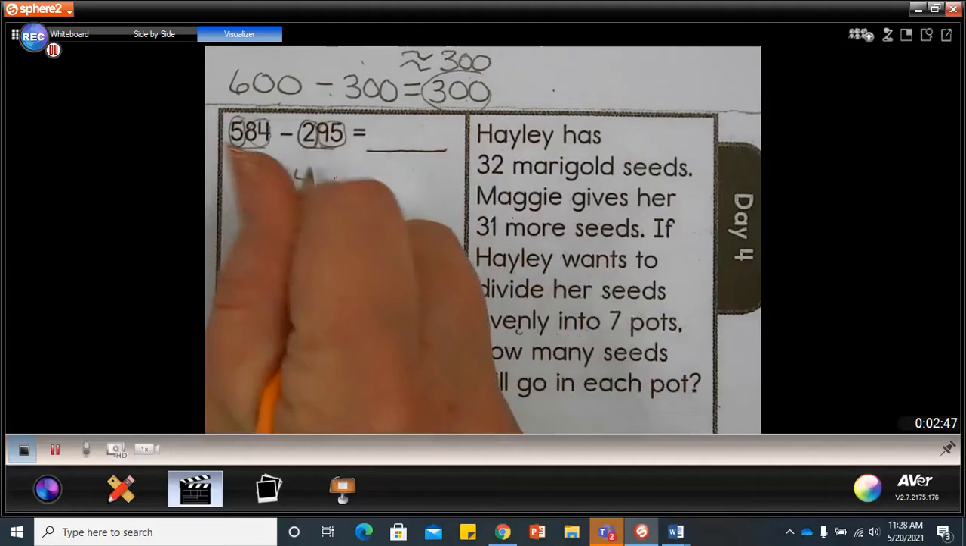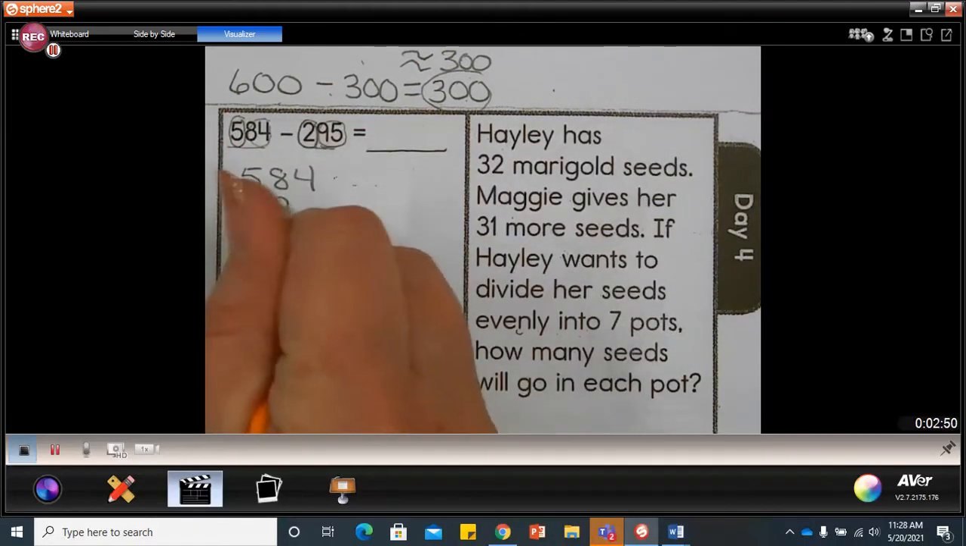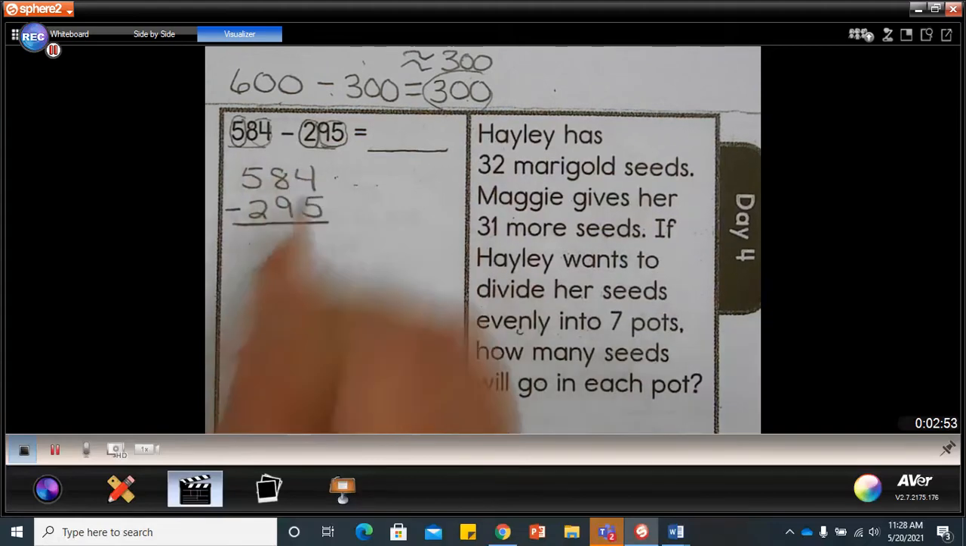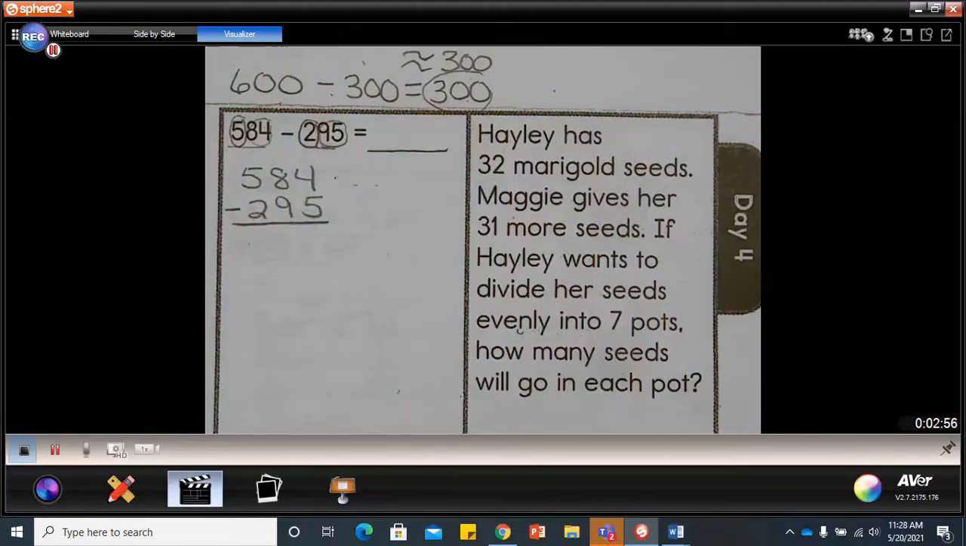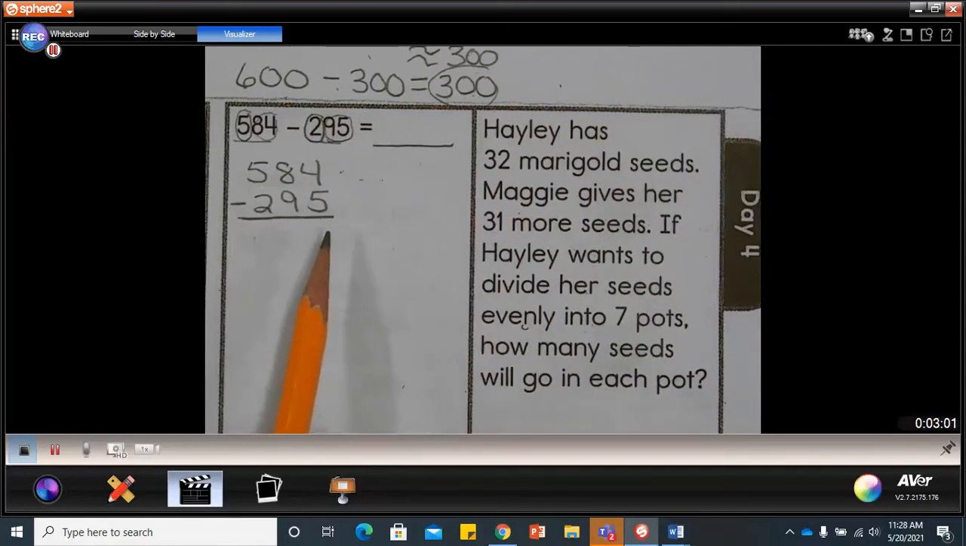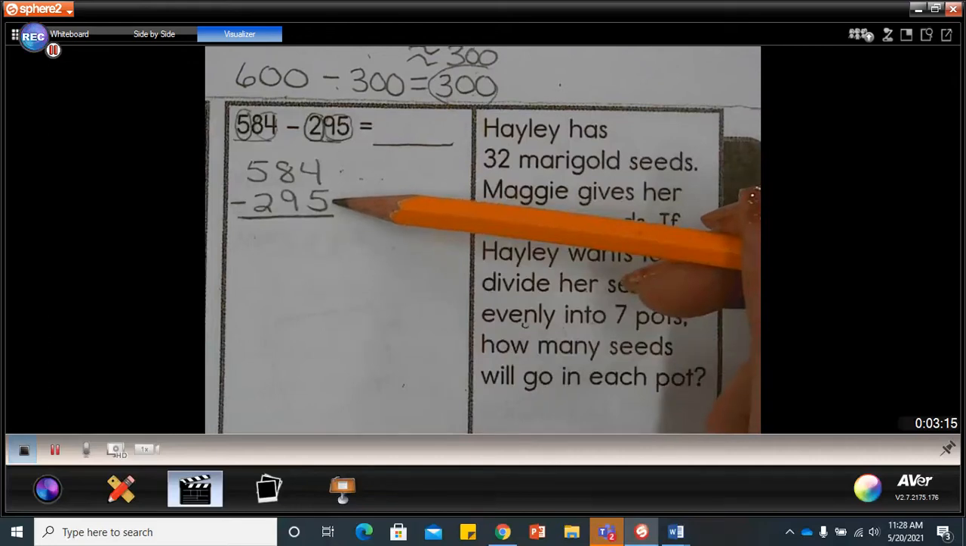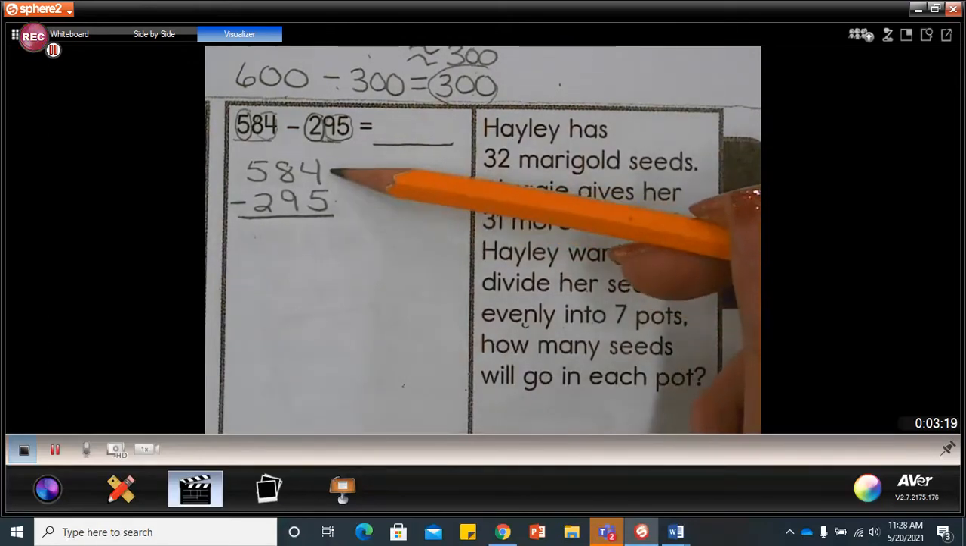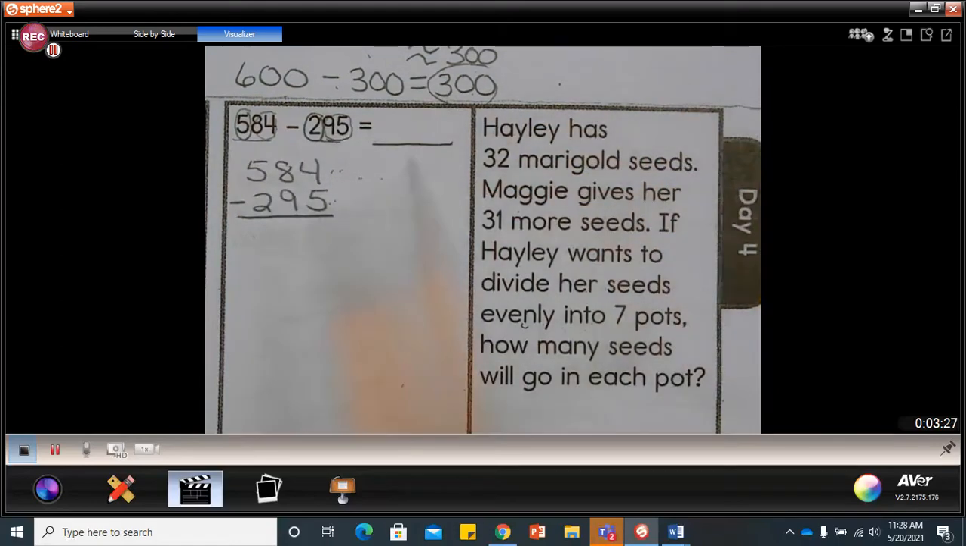So I'm going to start off with my algorithm today, and I'm going to use my place values and line these up. When I subtract, I always start in my ones place for an algorithm. Why is that? Because I may need to borrow from the other place values so that I can subtract. Let's look at our ones place. Can I subtract 5 from 4? No, I do not have enough to subtract 5 from only 4. So what does that tell me I need to do?